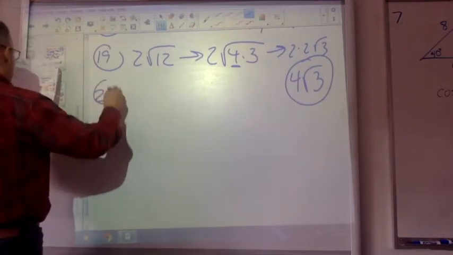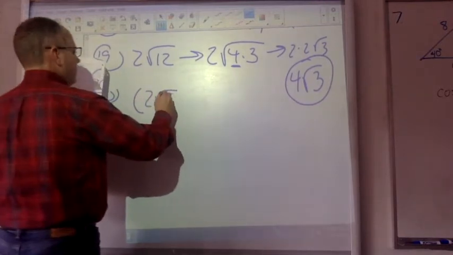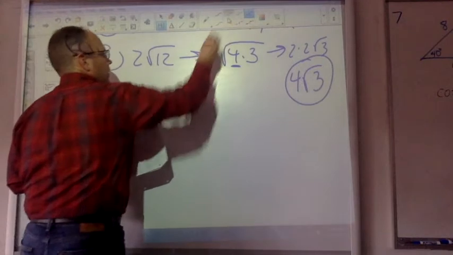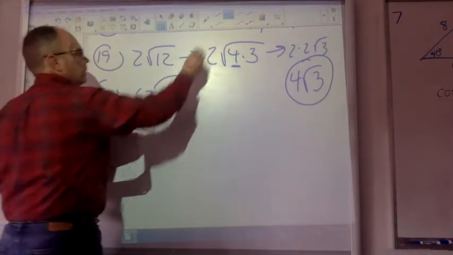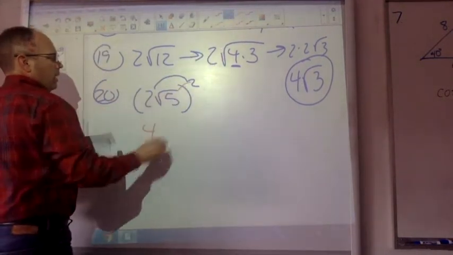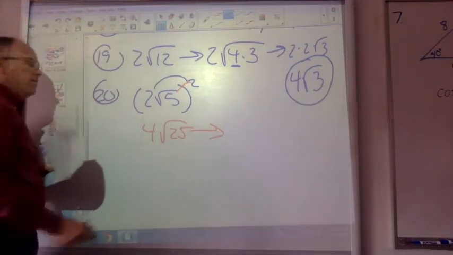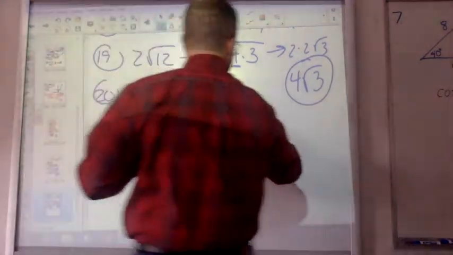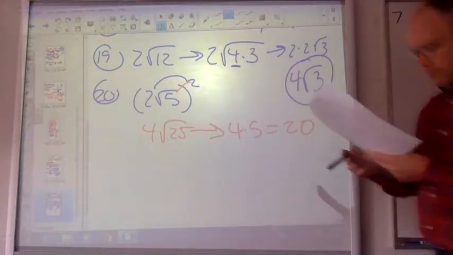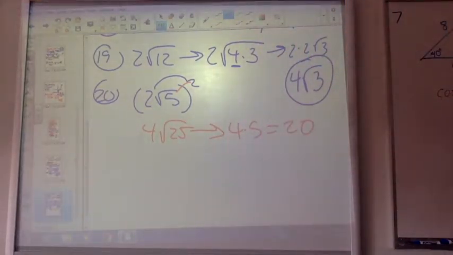Number 20. 2 root 5 squared. That comes here. That gives me 4. That comes here. That gives me root 25. Root 25 is 5. So I get 4 times 5. 20 is my answer. That's the second page.